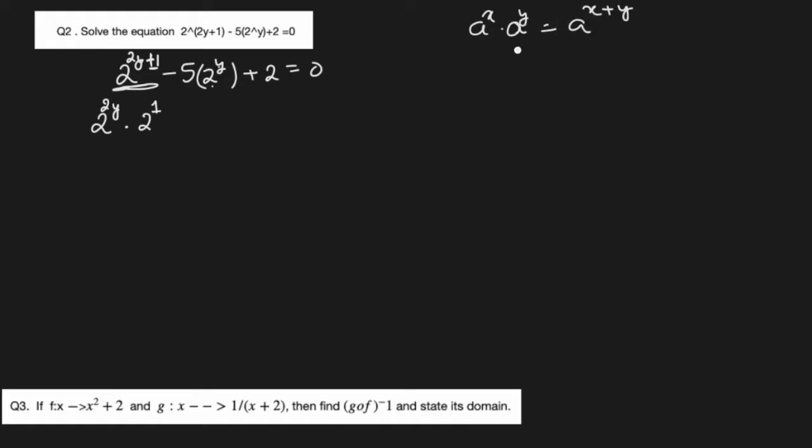So normally we use from here to here, but this one is reverse. If something is adding, we can separate them by multiplication with the same base, and that's what I've done. 2 and 2 have the same base, and 2y and 1 are separated. Everything else remains what it is.